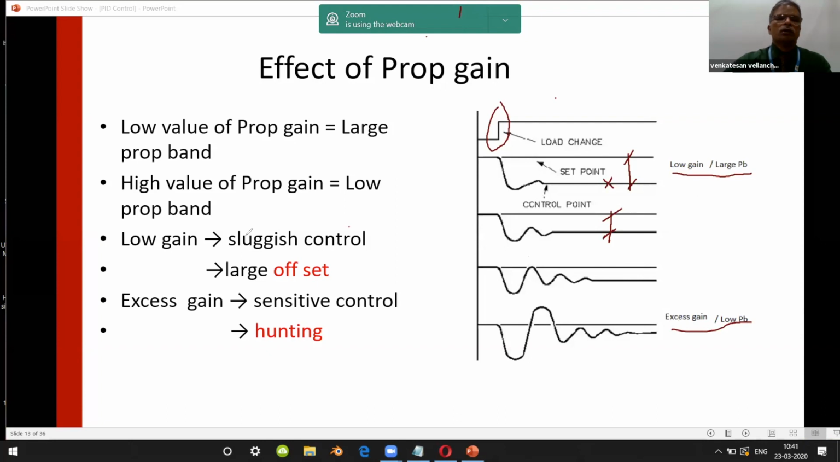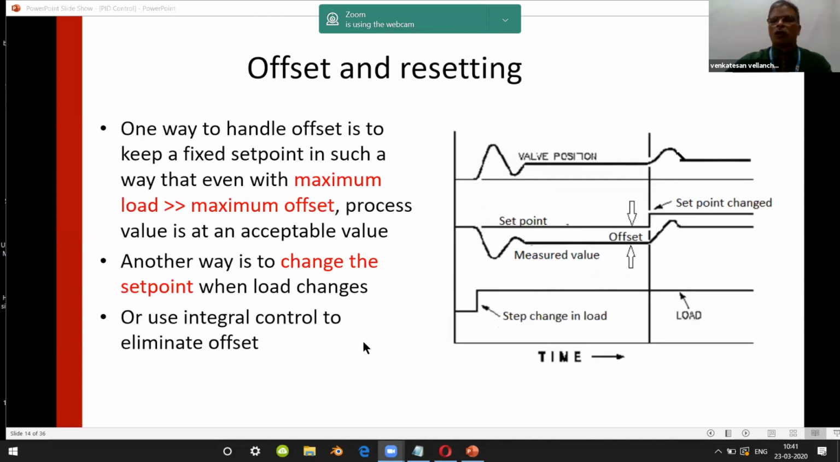So with low gain, you will get control which is sluggish, and with high gain, you will get sensitive control, but it can cause hunting. And high gain also will mean there will be a small offset. Then what are the different ways you can handle offset? One way of handling offset is like this, that I keep a set point so that even with the maximum offset, the value will be acceptable.